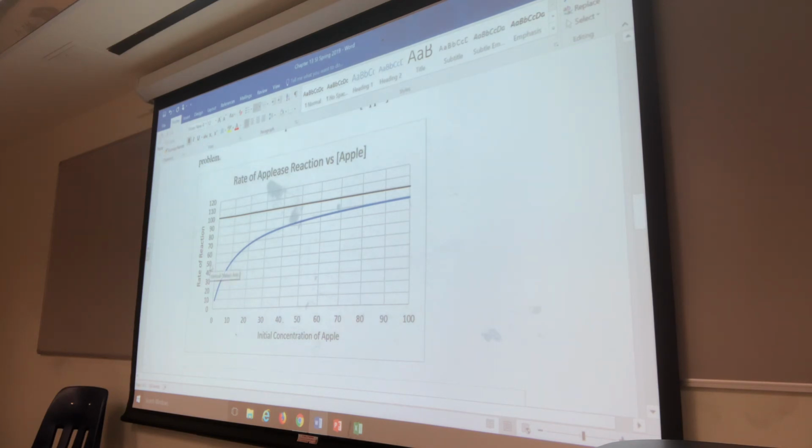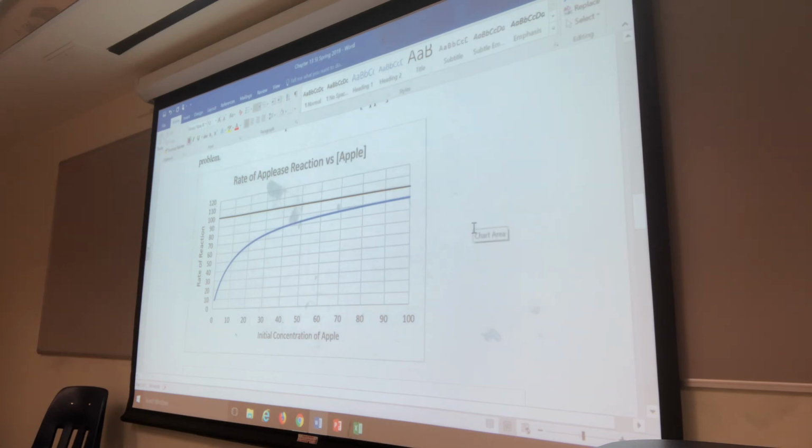But is 50 the answer? No. Remember that Km is whatever the x coordinate is, whatever the number is down here, at a speed of Vmax over 2. So, Km is equal to 10, in this case. 10 molar would be the units for Km. Again, I'll reiterate, all you have to do is find where Vmax over 2 is. Well, Vmax is 100, so Vmax over 2 must be 50. You go to that spot there, and you go straight down. Whatever number that is is your value of Km for this graph. Any questions on this graph?